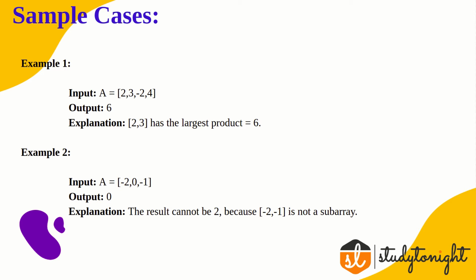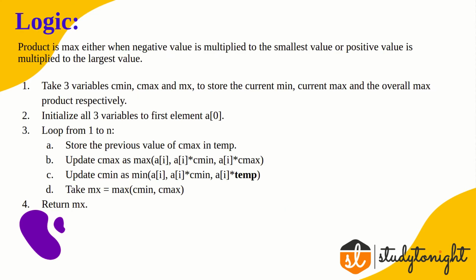But when the sign is positive, there is the opposite case. The larger the magnitude, the larger the number. So 5 is greater than 3, 5 is greater than 2, and so on. So whenever you are multiplying two numbers of opposite sign, they should be as small as possible in terms of magnitude, and whenever you are multiplying numbers of the same sign, they should be as large as possible in magnitude. This is what the statement means. The product is maximum either when a negative value is multiplied to the smallest value or a positive value is multiplied to the largest value. So when you multiply a positive value to a larger value, the overall product would be maximum, right?